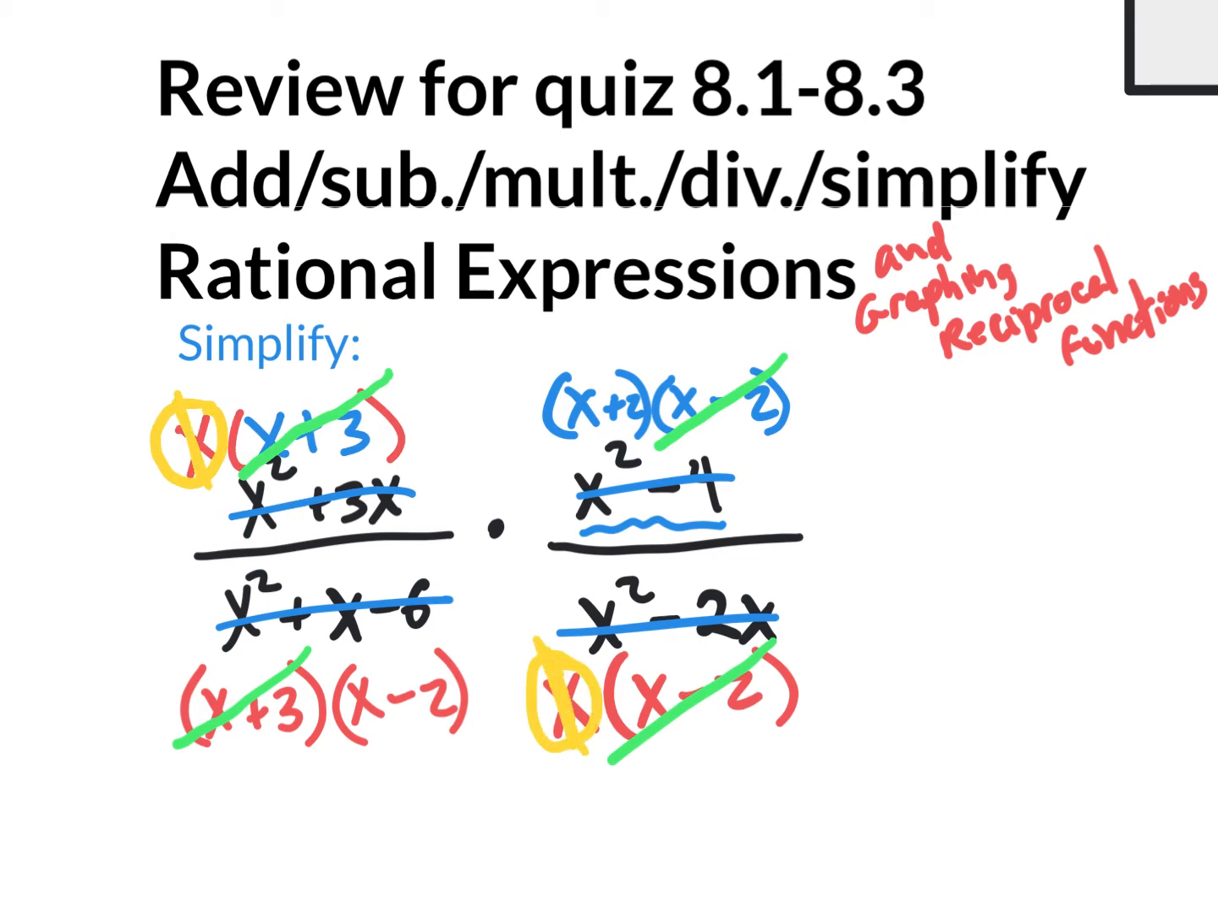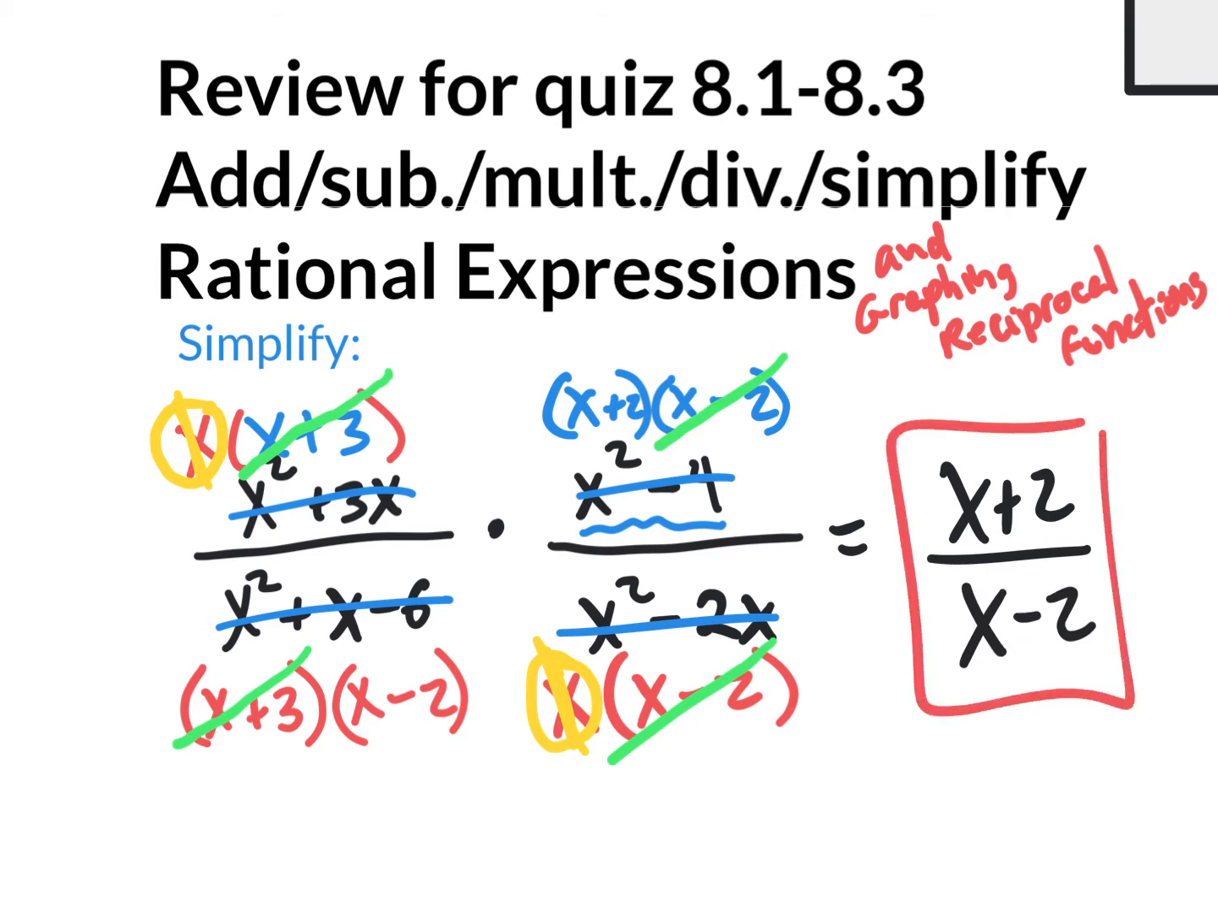So what is left? We have an x plus 2 up on top over an x minus 2 on the bottom. And right there, you cannot cancel out the x's or the 2's because there's a plus and there's a minus on the bottom. Can't cancel unless there is multiplication. That is your answer. Let's move on.